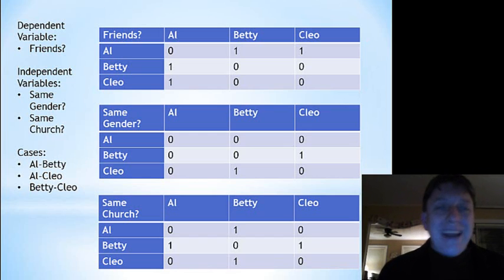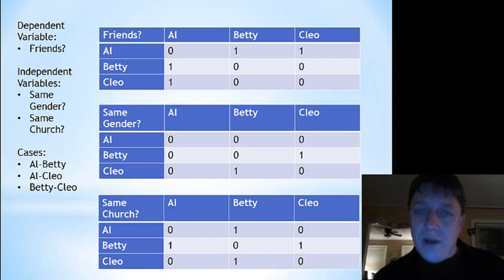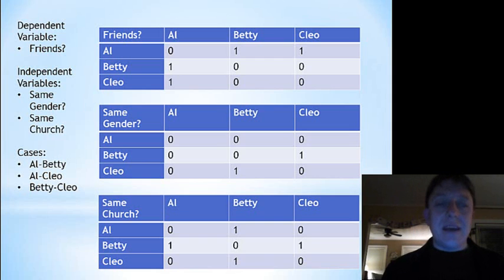There are 3 cases in this very simple example, because this is a symmetric network. So the number of possible ties is 3 times 2, n times n minus 1. 3 times 2 equals 6, divided by 2, which equals 3. And you can see that for yourself, that there are 3 possible ties here. And so there are 3 cases. The cases of Al and Betty, Al and Cleo, and Betty and Cleo.